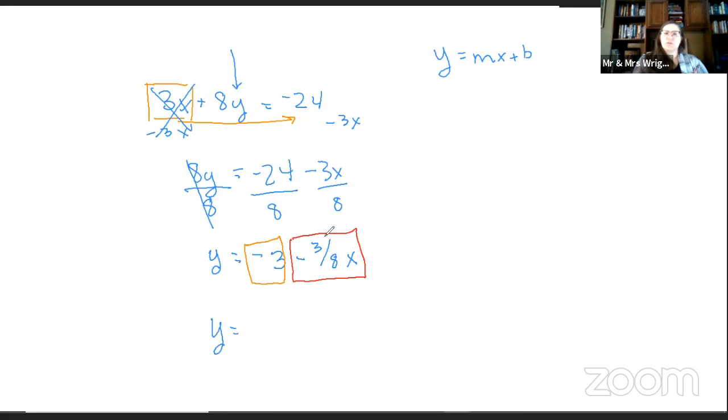So let's start with the variable. We have negative 3/8x. Then we're going to have our constant minus 3. And this is in y equals mx plus b format.